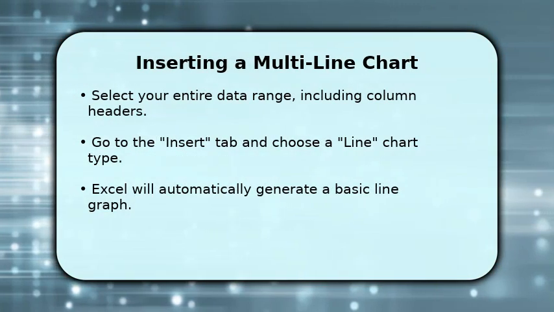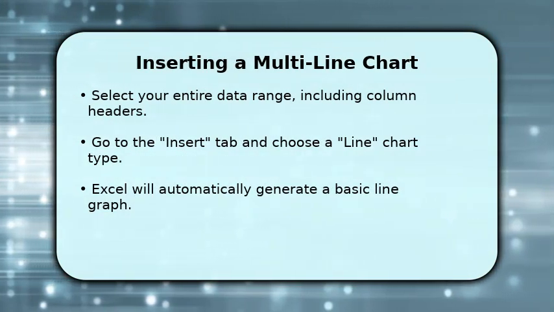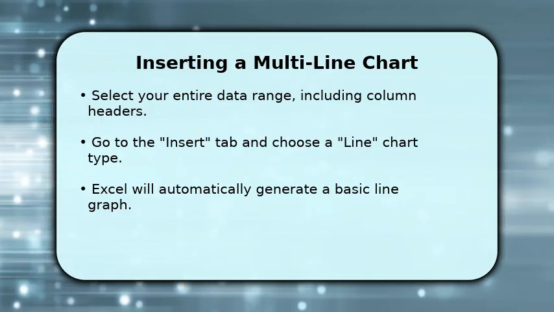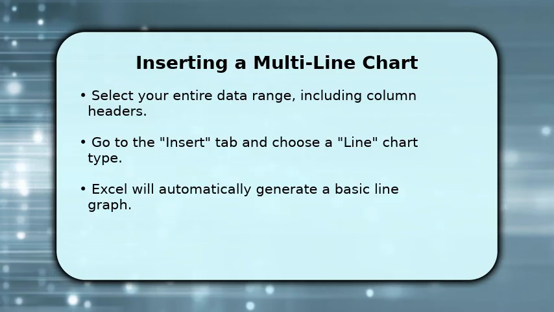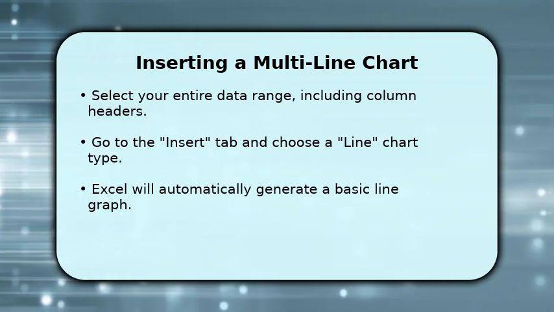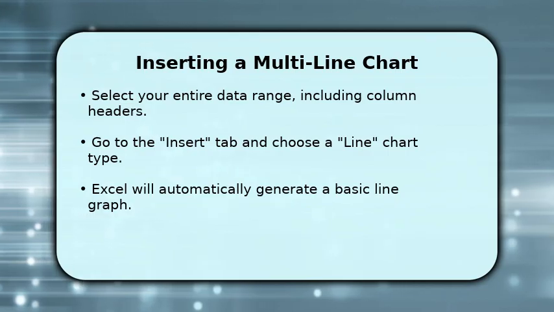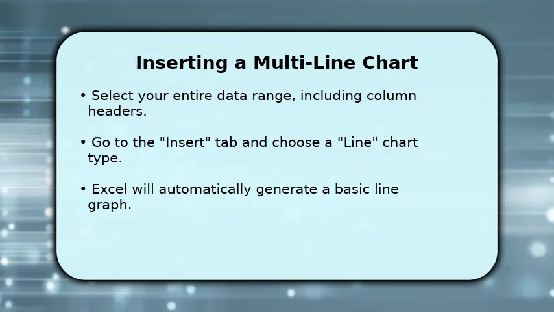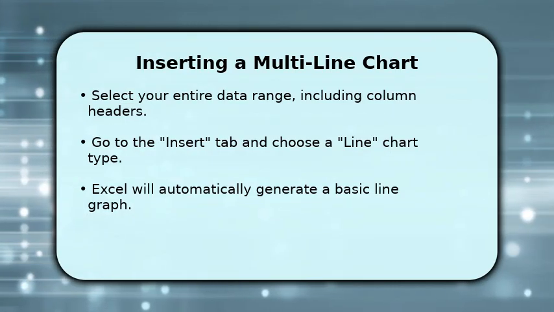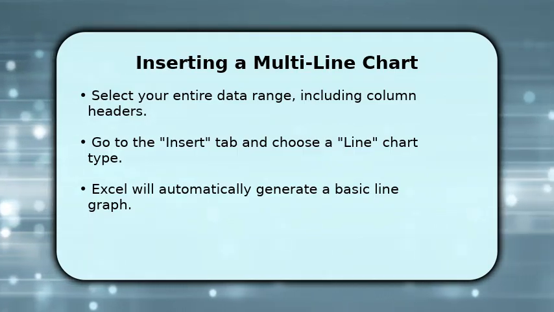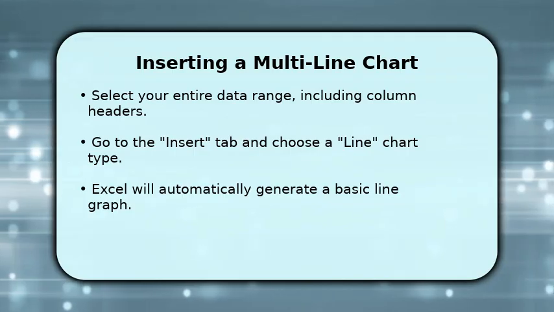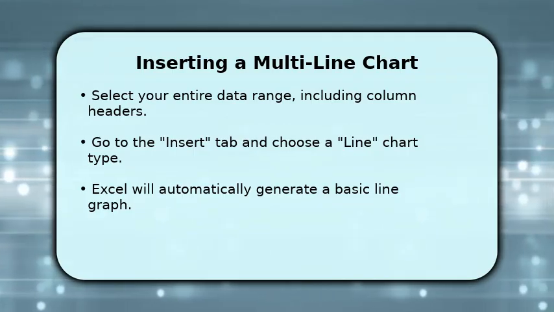Now that your data is ready, select the entire range, including your column headers. Navigate to the Insert tab in Excel's ribbon. From there, look for the Charts group and click on the line chart icon. You'll see several options. Choose the one that best suits your data visualization needs, typically a 2D line chart. Excel will then automatically generate a basic line graph, displaying each of your data series as a separate line.